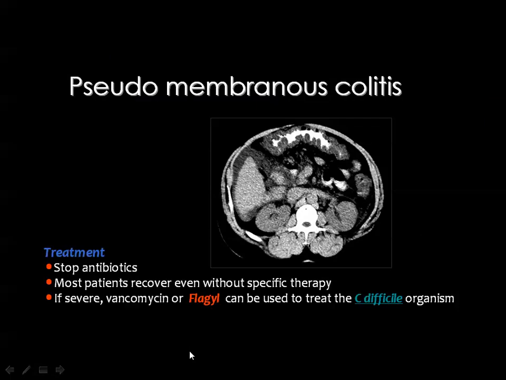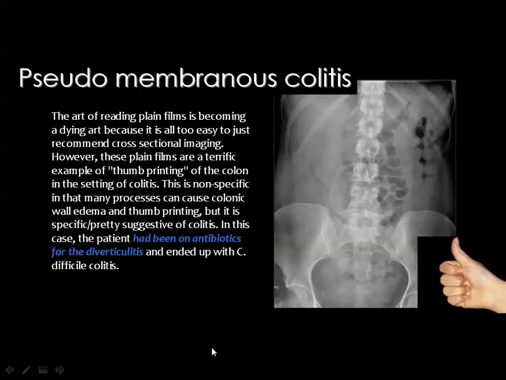And here is the classic appearance of pseudomembranous colitis in the transverse colon, with thickening of the wall and the edema and thickening of the mucosa. Actually, the treatment is to stop the antibiotic, and you may have the help of Flagyl as a supportive measure for the treatment of this Clostridium difficile organism.